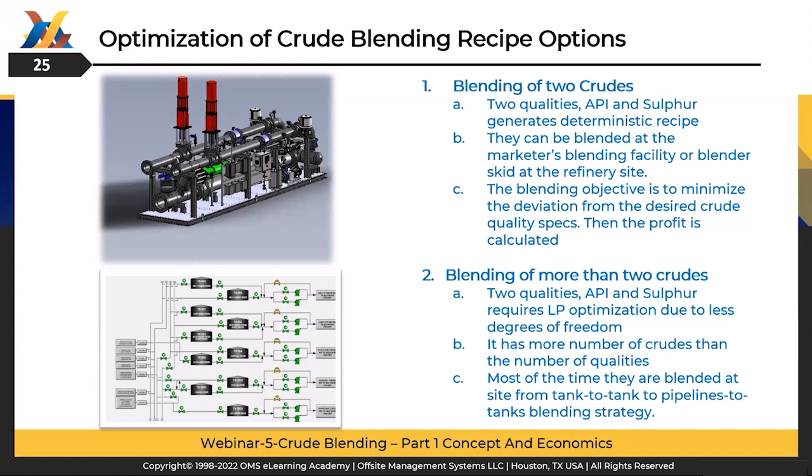If it is more than two crudes, we're still optimizing the API and sulfur, but it requires LP optimization due to less degrees of freedom, because we are blending 4 crudes or more to 2 qualities. So it has less degrees of freedom, and it has to use a different mathematical technique. Most of the time, they are blended at site from tank to tank or pipe to tank blending strategy.